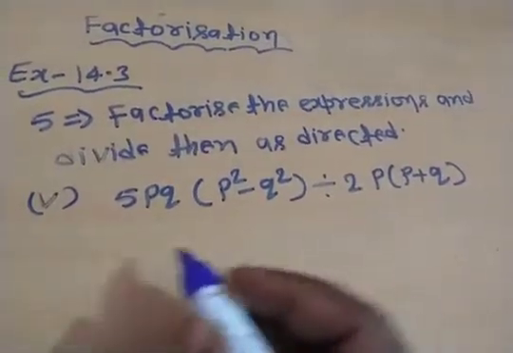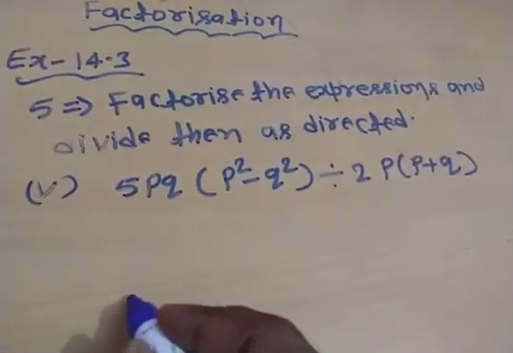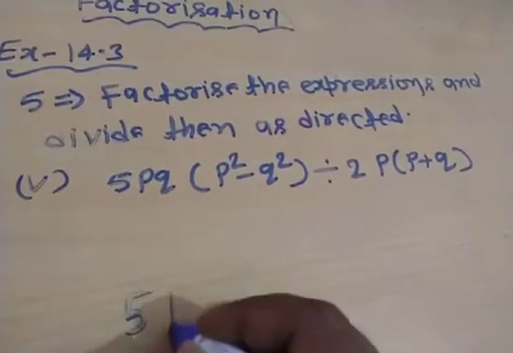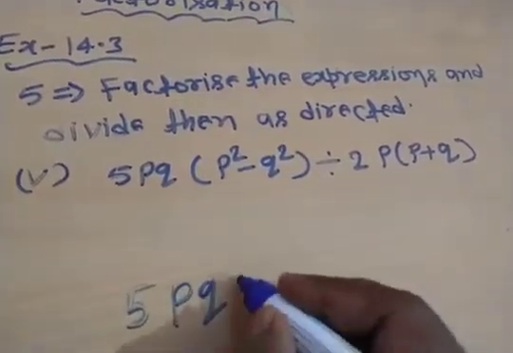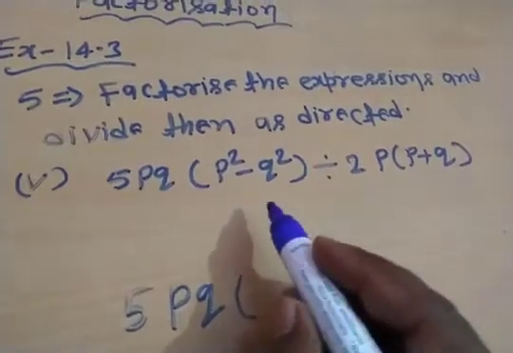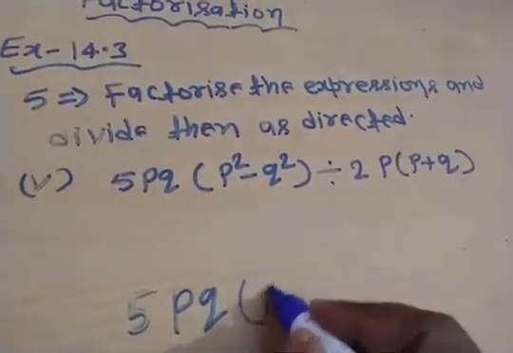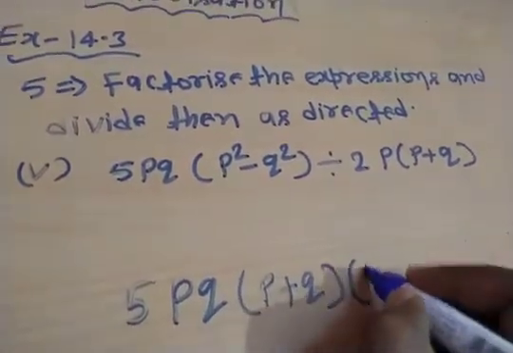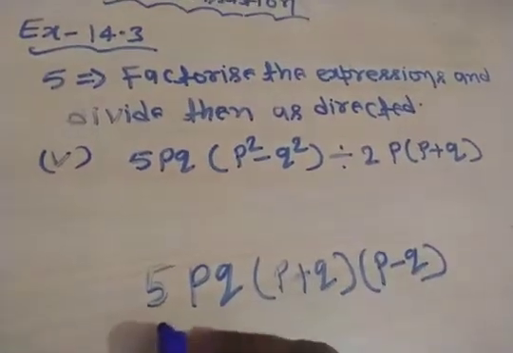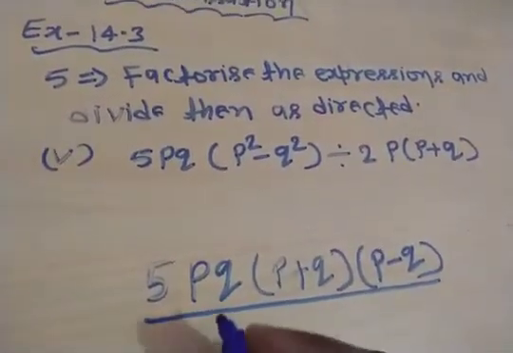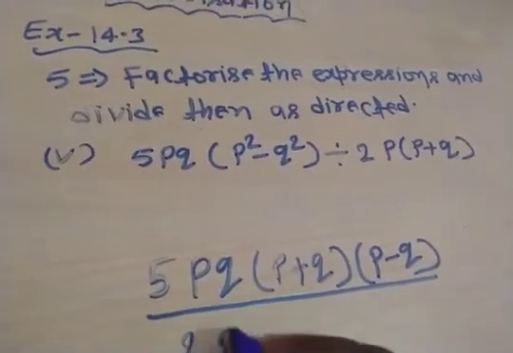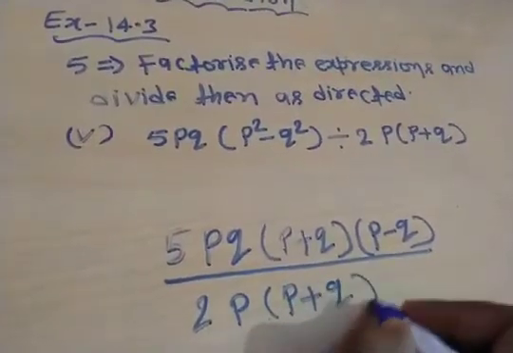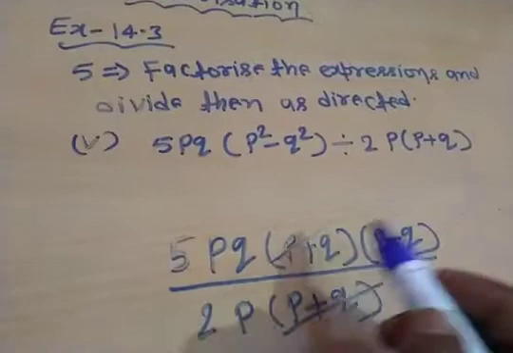Student, for the solution here, you can write 5pq, and it is the difference of 2 squares, so it becomes (p plus q) into (p minus q), and you can write it like this: 2p into (p plus q). Okay, so p plus q cancels.